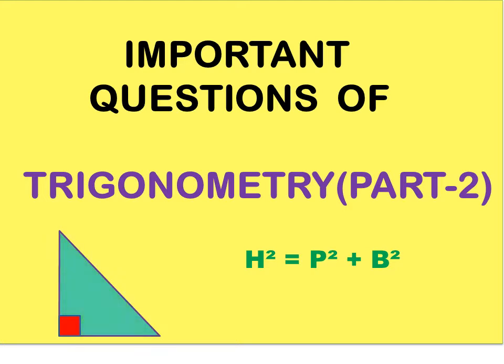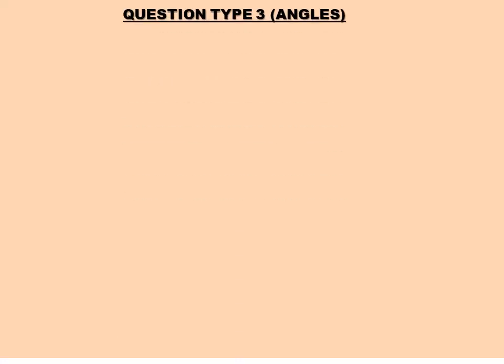So let's see, without wasting our time, what are the questions and how we're going to solve them. Let's see. This is type 3 angles. So what type of questions are there? The type of questions are like if you are given the values of two trigonometric ratios, and you have to find the two angles in that. How are you going to find them, right?